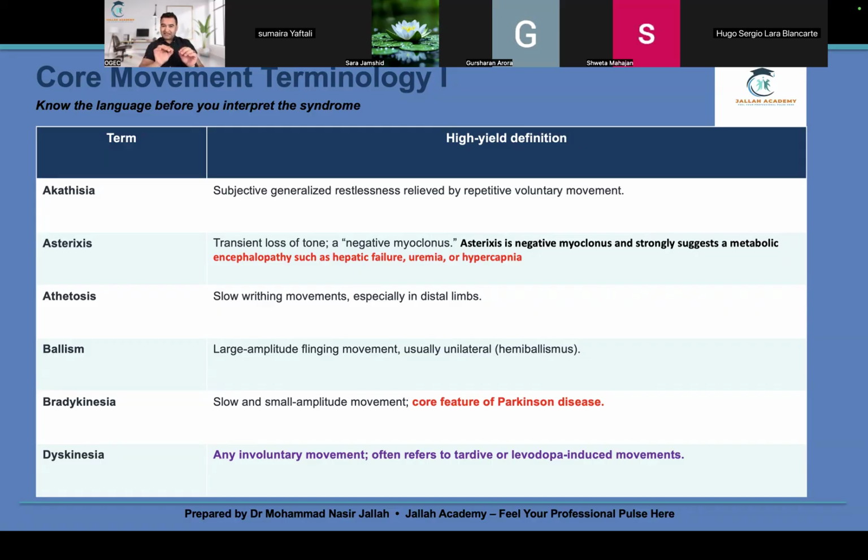Then on top of bradykinesia, you need to have either tremor, rigidity, or balance issue. But bradykinesia has to be there. That is a core feature of Parkinsonism. If you don't have bradykinesia, you don't have Parkinsonism. You have to reconsider the diagnosis. Okay? Very important. That's why I made it red. Dyskinesia is an involuntary movement, often refers to tardive or levodopa-induced movement.